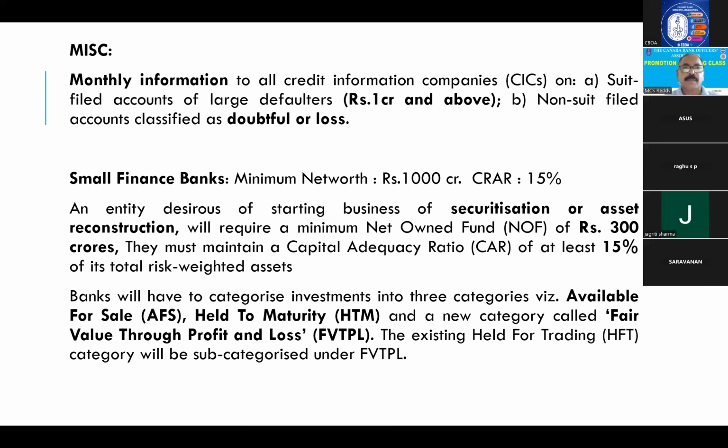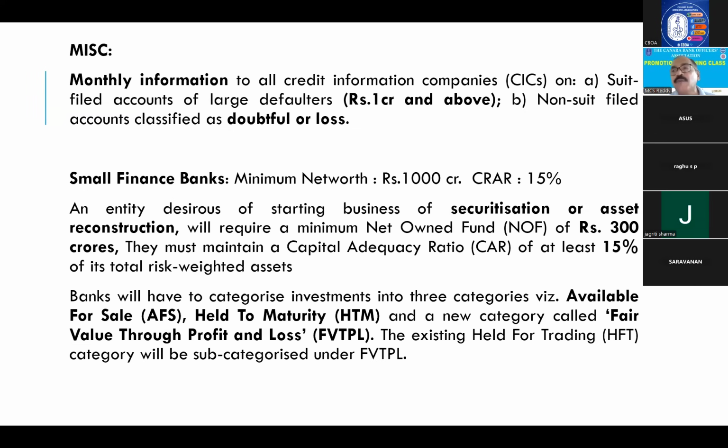Next, monthly information to all credit information companies. Yes, we are sending customers' information monthly to all credit information companies. And what accounts are we sending generally? Suit filed 1 crore and above, non-suit filed accounts doubtful or loss, irrespective of amount.